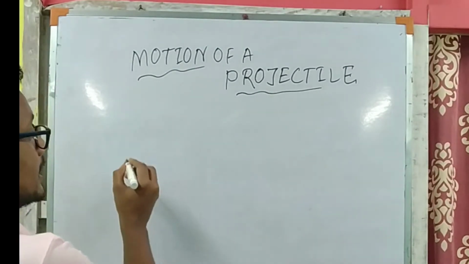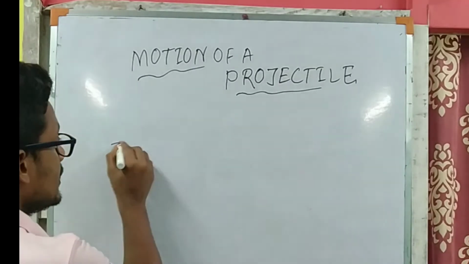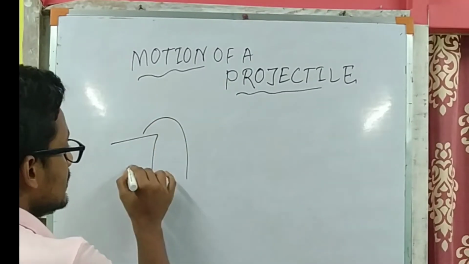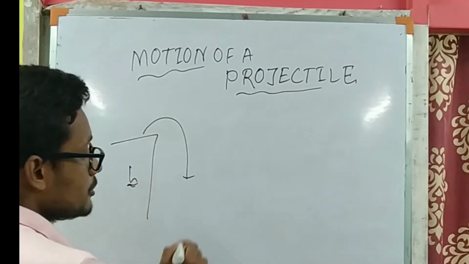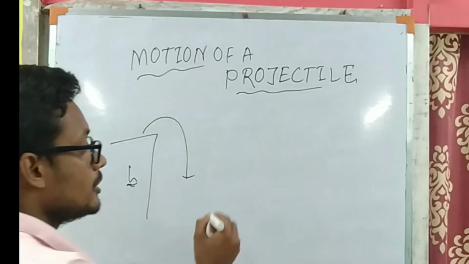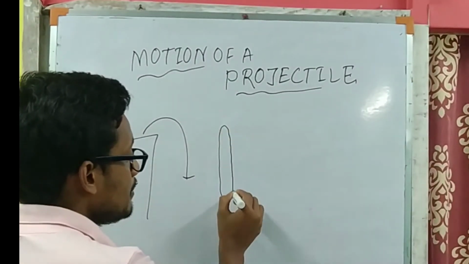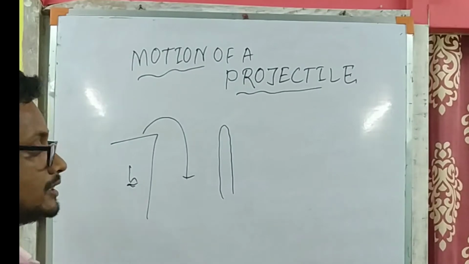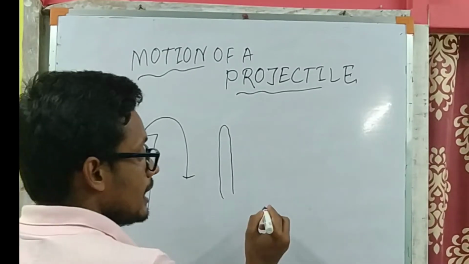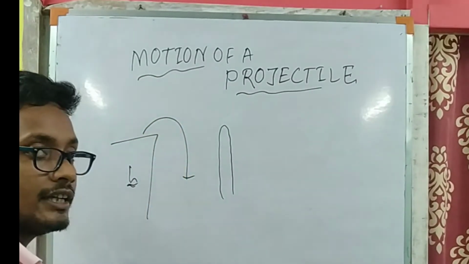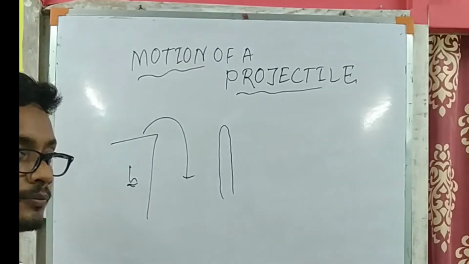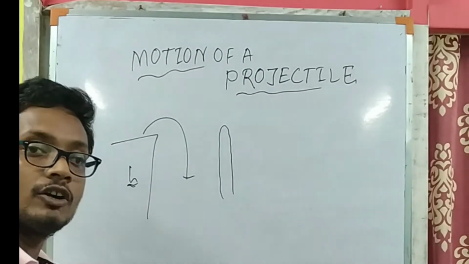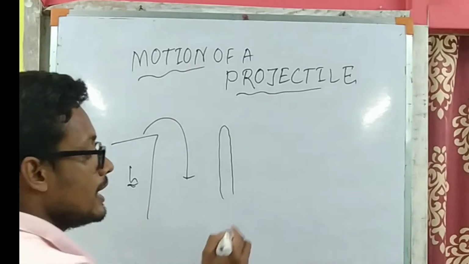Let us consider a particle is projected from a certain height. This is also a projectile. A particle is thrown vertically upward and the particle returns to the ground. This is also a projectile. And the other case is when a particle is projected upward and making an angle with the horizon. This is also known as a projectile.